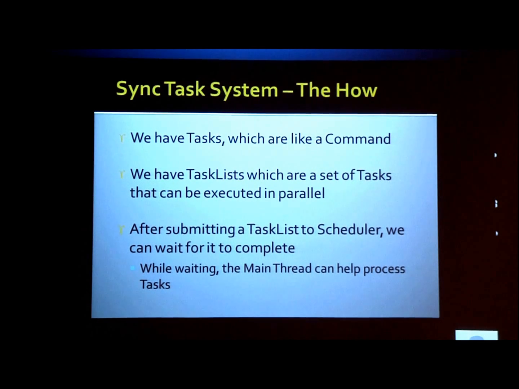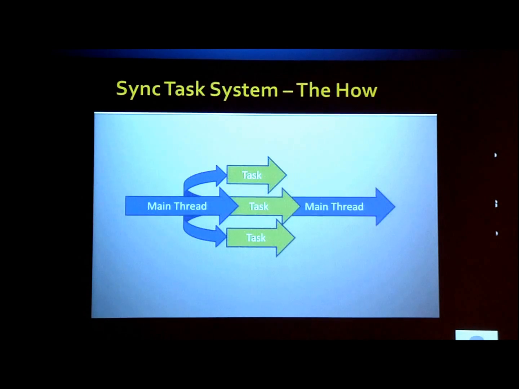So, task lists: this is just a set of tasks that are executed in parallel, and we wait for a task list to finish. We submit the task list to a scheduler. The scheduler grabs all these tasks in the list, puts them on different threads, and then we wait for it to finish. While we're waiting, the main thread can pop in and say, hey, I'll try and finish some tasks as I'm waiting. The main thread is just spinning and pulling off tasks. I don't think you really need a visual for that, but essentially this is what it does: you have your main thread, it spawns some tasks, and goes back to the main thread.